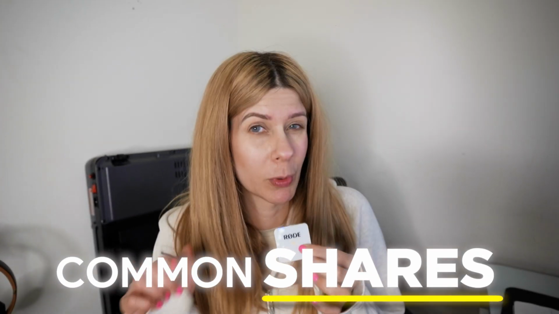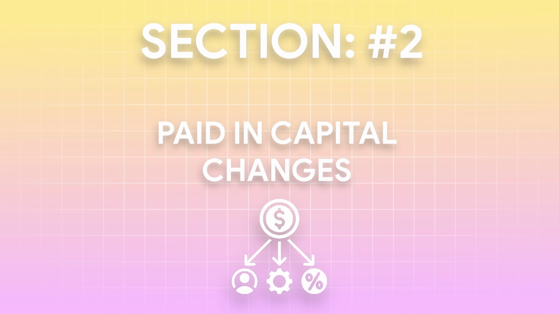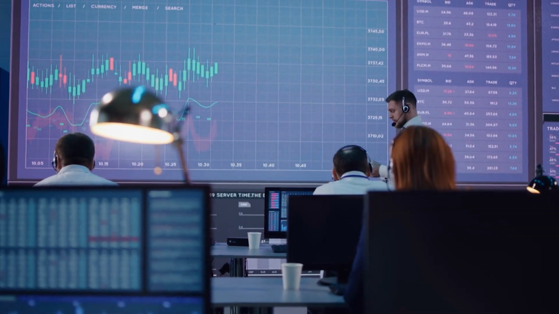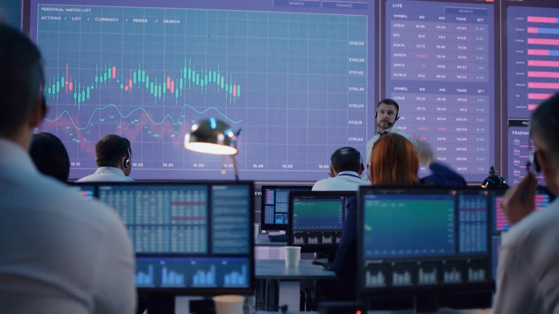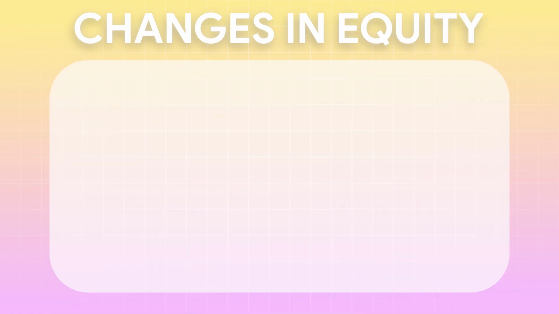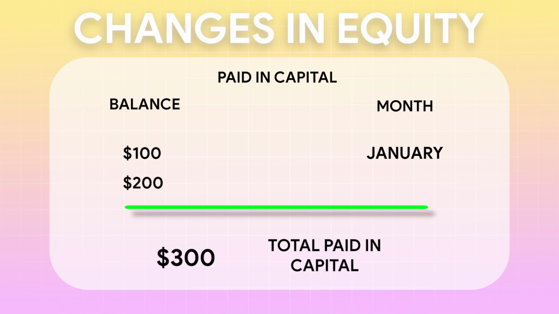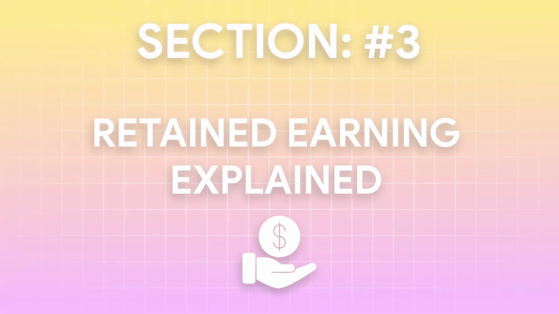In the case of Ulta, the type of ownership represented by shareholders is known as common shares, but we're going to get there. Section 2, paid in capital changes. When a corporation sells shares to investors, it is said to be issuing shares. This increases paid in capital. In the statement of changes in equity displayed on the screen, you can see that paid in capital has a beginning balance of, say, $100. During January, the company issued additional shares worth $200, which increased total paid in capital to $300. See? Easy peasy.